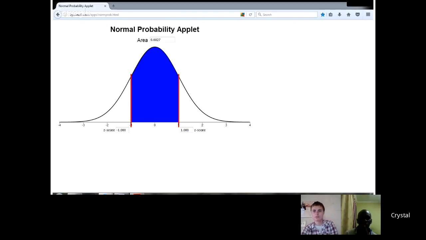What did you get there? 68 what? 0.683. Yeah, because it's rounding to 3 decimal places. Okay, I got it. Thanks.